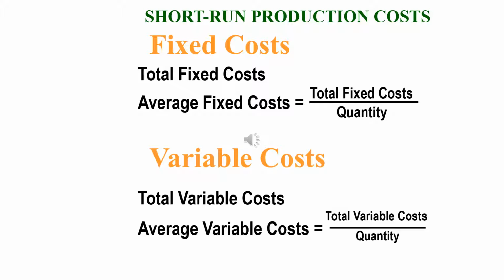Variable costs, things like wages, things like raw materials. In other words, they increase as you produce more. You don't pay them if you have an output of 0. Average variable cost is total variable cost over quantity.